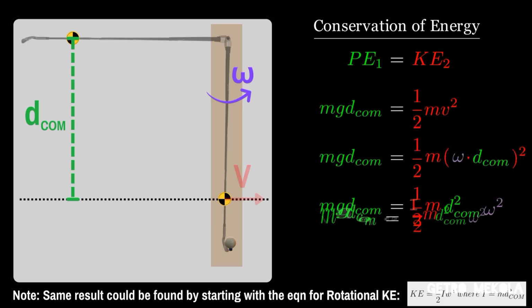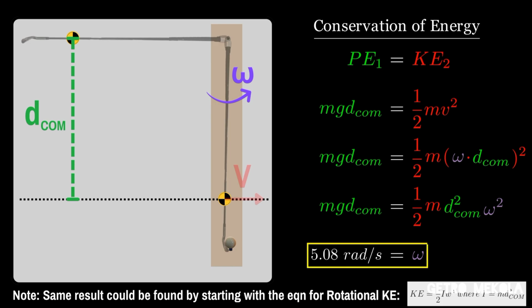Since I'll use the angular velocity for the next part, I'll substitute this equation in for the velocity. Anyway, solving for this angular velocity, the club should be rotating at 5.08 radians per second or 291 degrees per second when it reaches this bottommost point, right before hitting the golf ball.